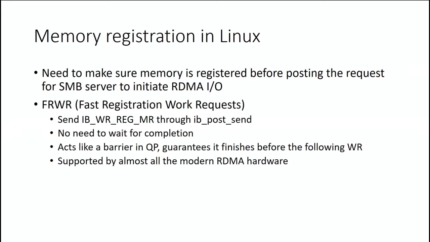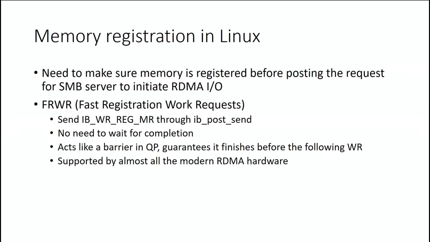Or we can use another way, called FRWR, Fast Registration Work Request in Linux. This is a little different from using a verb to do a memory registration, in that we send a memory registration work request to the queue pair through IB post send. Now we don't need to wait for completion, or call schedule again. We can just proceed with sending the next SMB request packet to the queue pair, to the server.